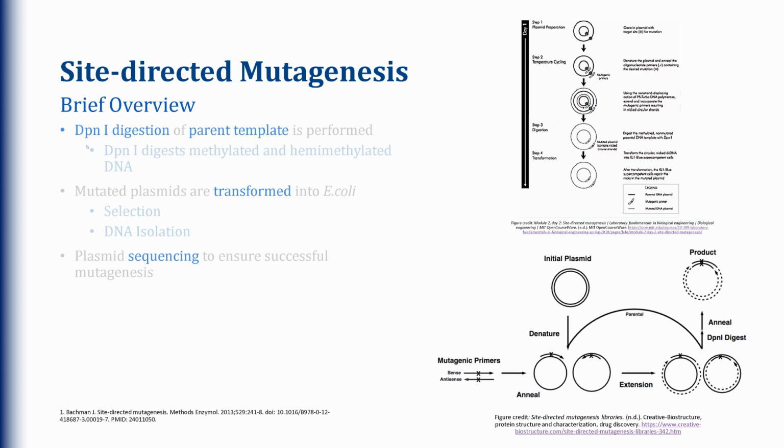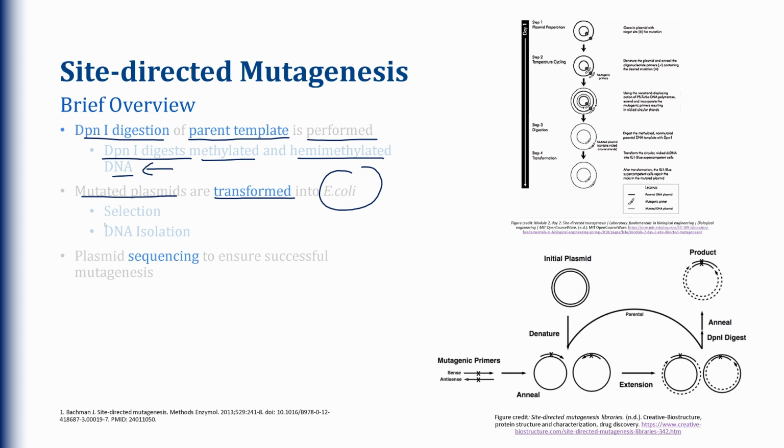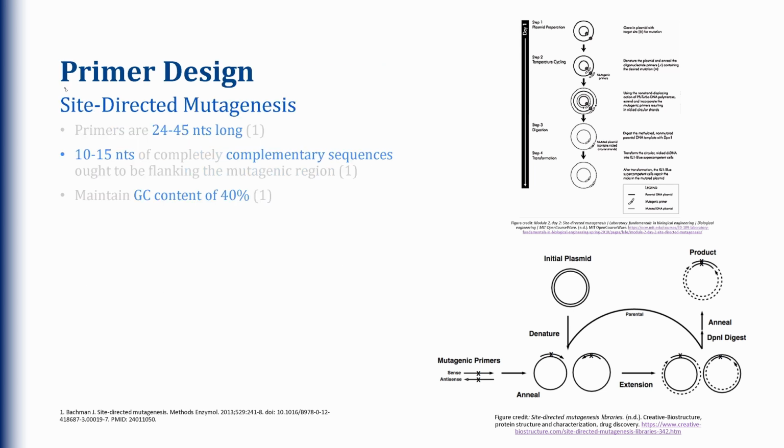So let me talk about DpnI digestion. So DpnI digestion of the parental template is performed, and DpnI digests the methylated and hemimethylated DNA. These are the parental strands. And then the mutated plasmids can be transformed into E. coli. They can then, in a laboratory experiment, you can perform selection and DNA isolation, as well as plasmid sequencing to ensure successful mutagenesis.